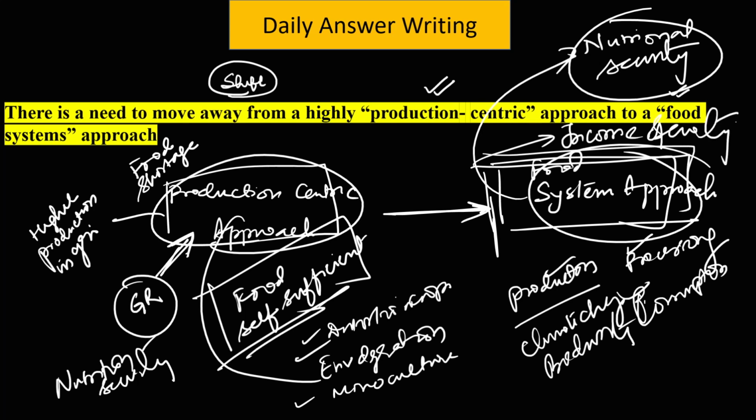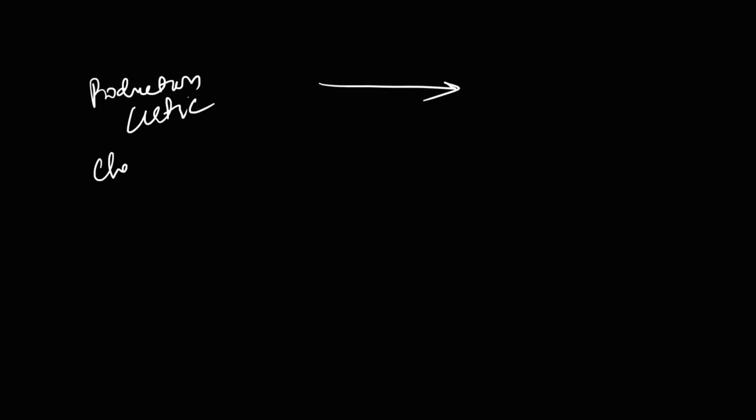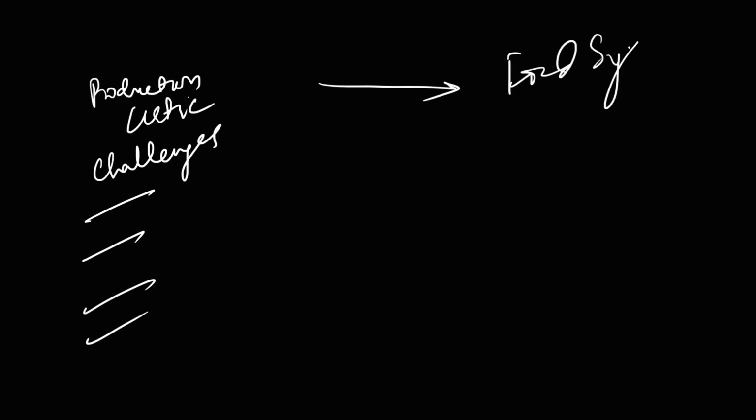So this was just to explain what this production centric approach is and what this food systems approach is. Now how to answer this question? Guys, when do we need to shift from one thing to the other? Obviously this system must have some problems. You can write production centric system challenges. It led to many challenges which can be met by this food systems approach.